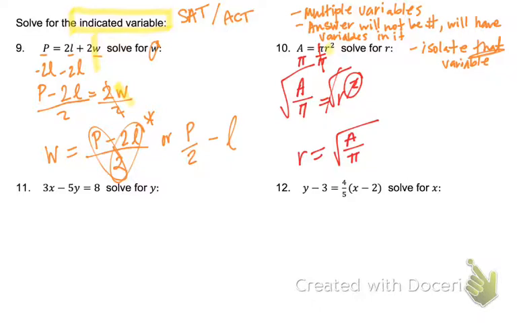And just leave it like that. I know your answer doesn't look very clean and neat, but just leave it. Square root the whole thing. Don't just square root the top. A over pi is square rooted.